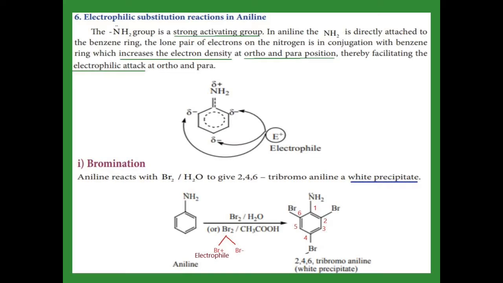Now, bromination. Bromination means aniline is treated with bromine in water or bromine with acetic acid. We split the bromine into Br plus and Br minus. Br plus is called the electrophile. That electrophile Br plus is the incoming group. It is directed to the ortho and para positions by the NH2 group, so that we get 2,4,6-tribromoaniline. It is a white precipitate, girls. This is the electrophilic substitution reaction of aniline.